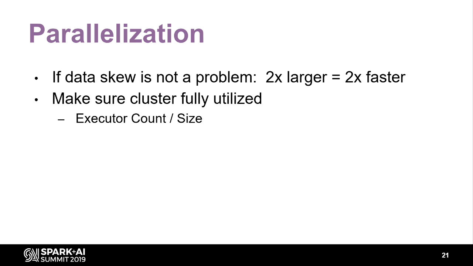Taking all these things together, we can parallelize everything more efficiently, and we're not actually writing to disk, and we can cache more. Things end up being much, much faster if we just double the size of our cluster.